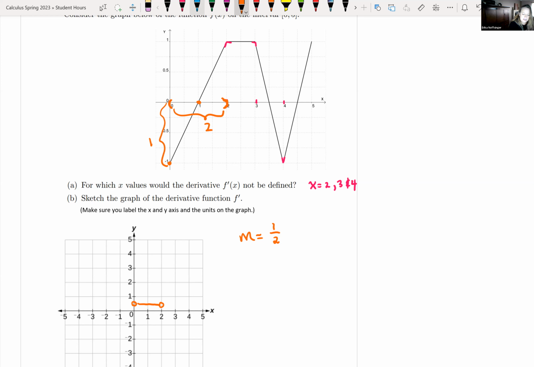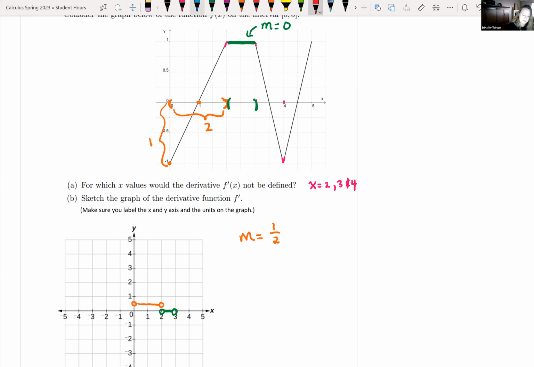So now let's look at the piece here between x equals 2 and x equals 3. So notice here that the slope is a horizontal line. So our slope here is equal to 0. So I know from 2 to 3, open circles at (2, 0) and (3, 0), and everything in between that is on the x-axis, y is 0.